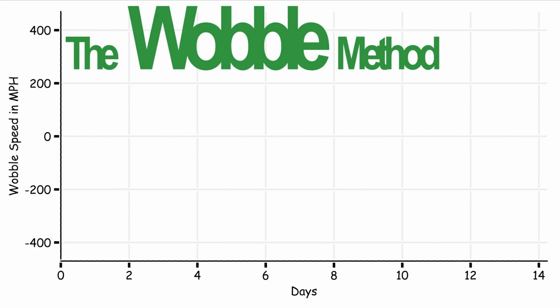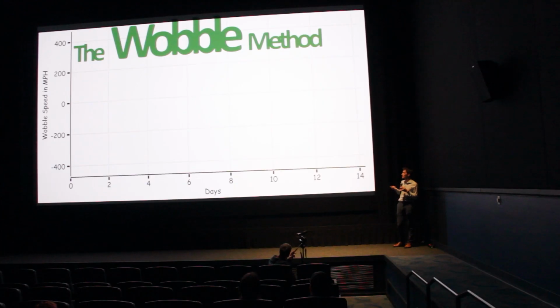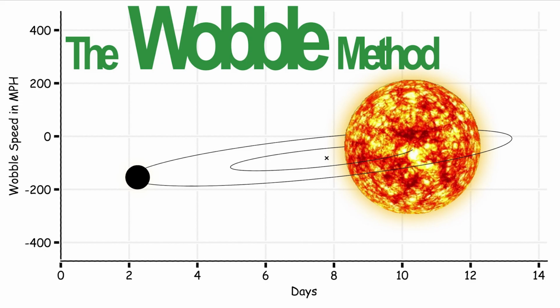And primarily, while there are over 10 different ways to find exoplanets, just 2 of them are responsible for the discovery of more than 95% of the total planet population. And so they're very important to understand. The first of these 2 methods is known as the wobble method. And it's conducted by measuring the speed of the star as a planet orbits it.